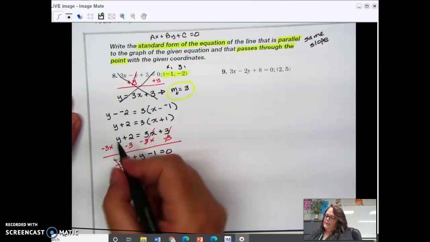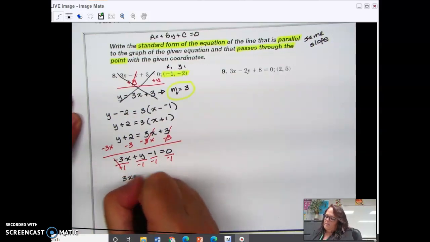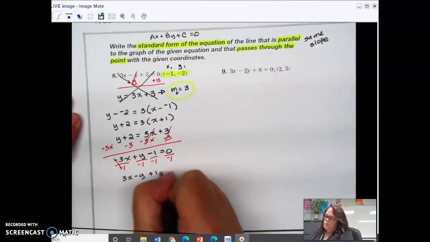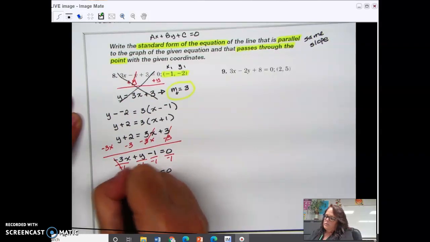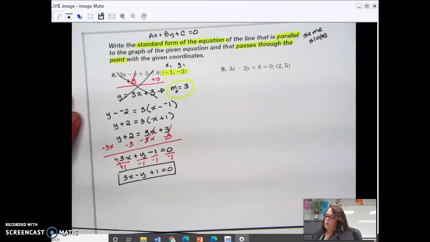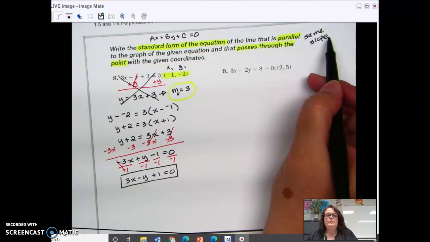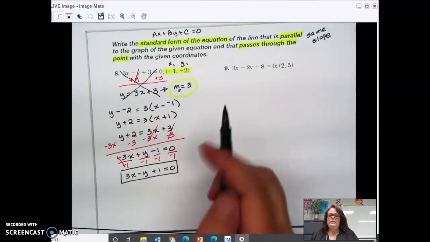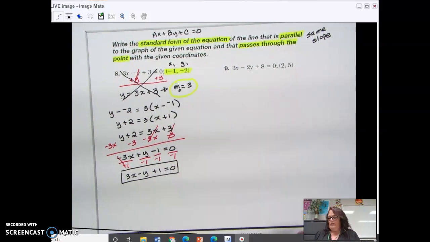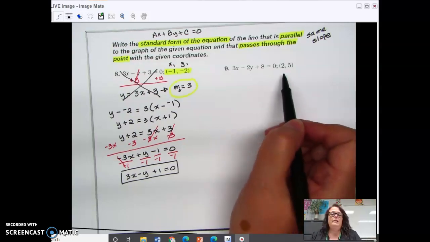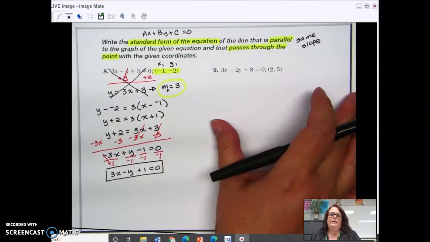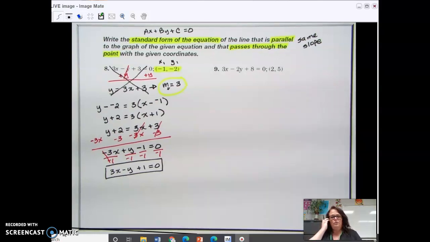And when I do that, I get 3x minus y plus 1 is equal to 0. So I am in standard form. I used the same slope to get there, and then you can double check by plugging in the negative 1, negative 2 if you wanted to make sure that that point is on the line. So I would like you to pause the video and see if you can try number 9 all on your own. Again, try not to look at my work until you have your work done on your own.